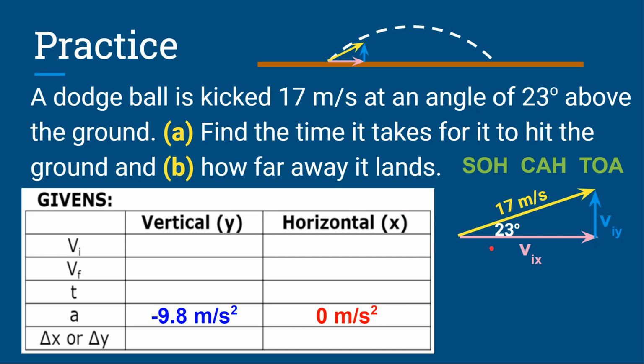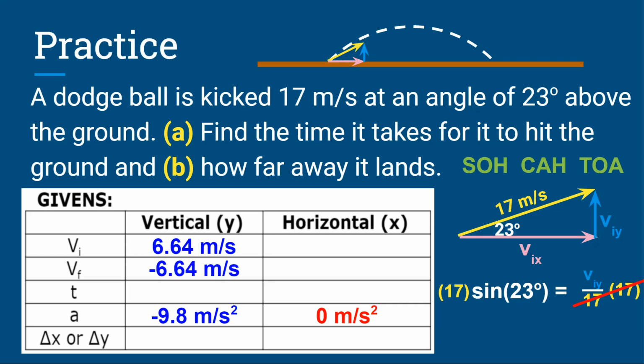Because those numbers are always true, so you can always fill those in. So let's go ahead and start with the y component. Again, sine of 23 degrees equals opposite over hypotenuse. It's the SO in SOHCAHTOA. I'm going to multiply both sides by 17, and I get this: 17 times sine 23 equals VI in the y direction, which is 6.64 meters per second. You'll notice I've already filled it in to my table.